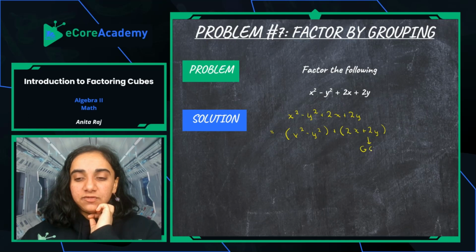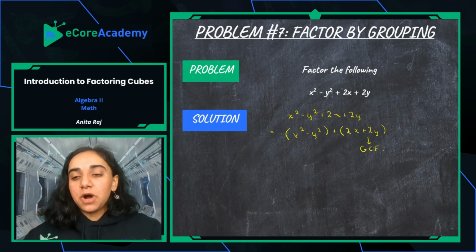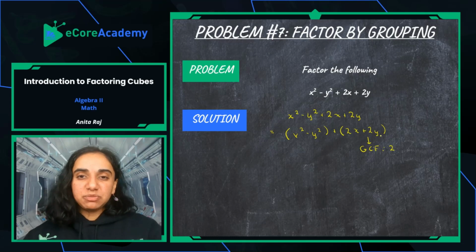So the GCF of these two terms, well, they both have different variables, so it's not like I can pull out an x or a y because the other one doesn't have that variable. But I can pull out a 2 because their coefficients are the same. So our GCF is just going to be 2.